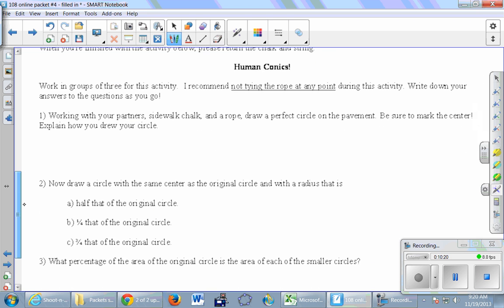And one thing that I'll say about this human conics activity, again, groups of three. I don't think you should tie the rope at any point, so try to avoid tying the rope. And one thing you definitely need to do is write down the answers. Don't just do number 1 and then number 2 and not write anything down. You really want to have a record of your answers.